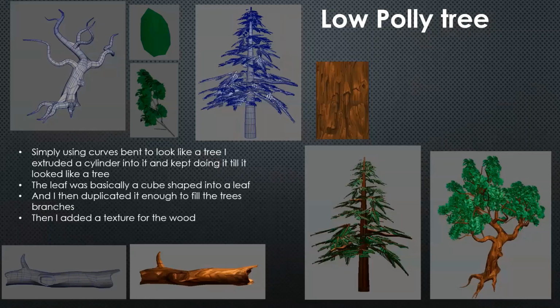The trees were simply made of cylinders that were either extruded along curves to create a tree shape, or just extruded straight upwards and outwards to create a pine tree. I saved myself time by duplicating a leaf onto one branch and duplicating that branch all over the tree, instead of having to place everything.